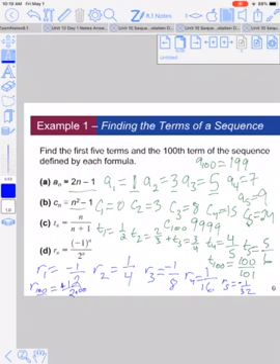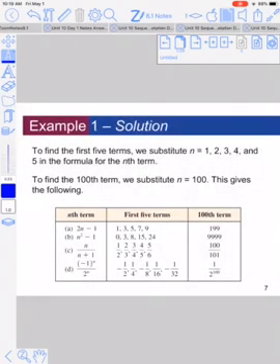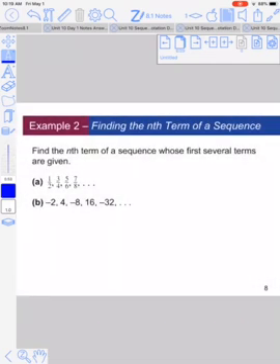The next page I'm going to go to is page number 7. Actually, no. We're not going to go to page number 7. We're going to go to page number 8. Okay?